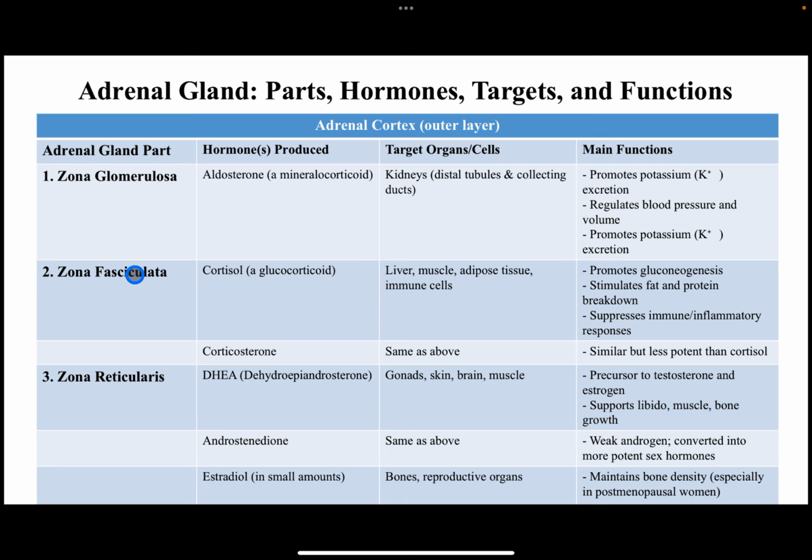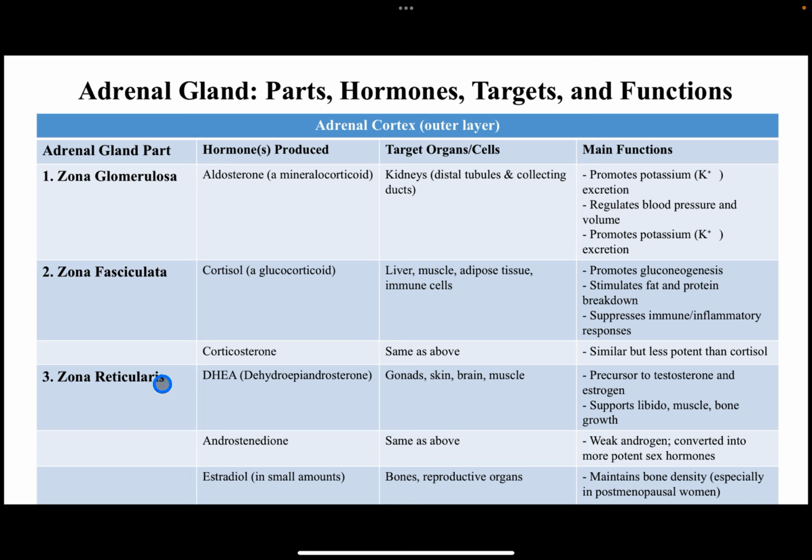Okay, then we have cortisol, zona fasciculata. They secrete the glucocorticoids, the cortisol. Their target organs are the liver, the muscles, adipose tissue, and immune cells. What do these hormones do entirely? They promote gluconeogenesis. They stimulate fat and protein breakdown, and then they suppress immune and inflammatory responses.